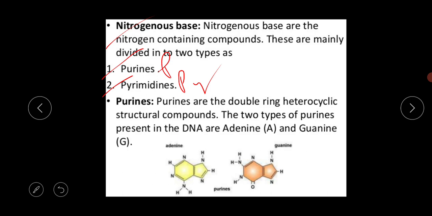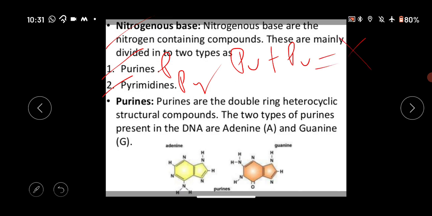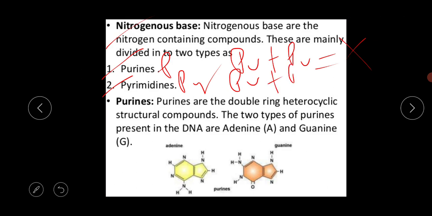Always remember, purine and pyrimidine always form a bond. Purine and purine can never form any kind of bond. Purine always forms a bond with pyrimidine. It never happens that purine forms a bond with purine, or pyrimidine with pyrimidine. It always happens when purine and pyrimidine form the bond. Clear? So this is the main thing.